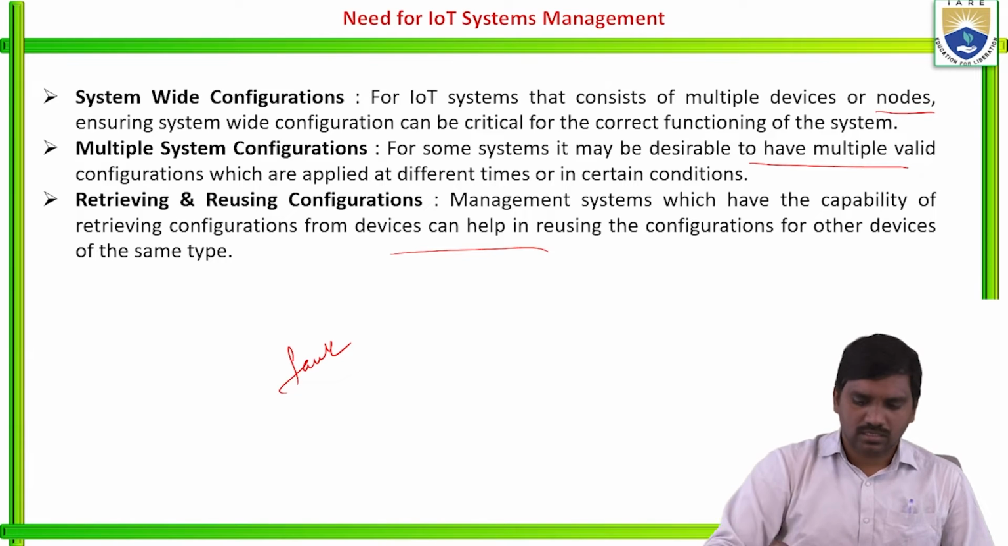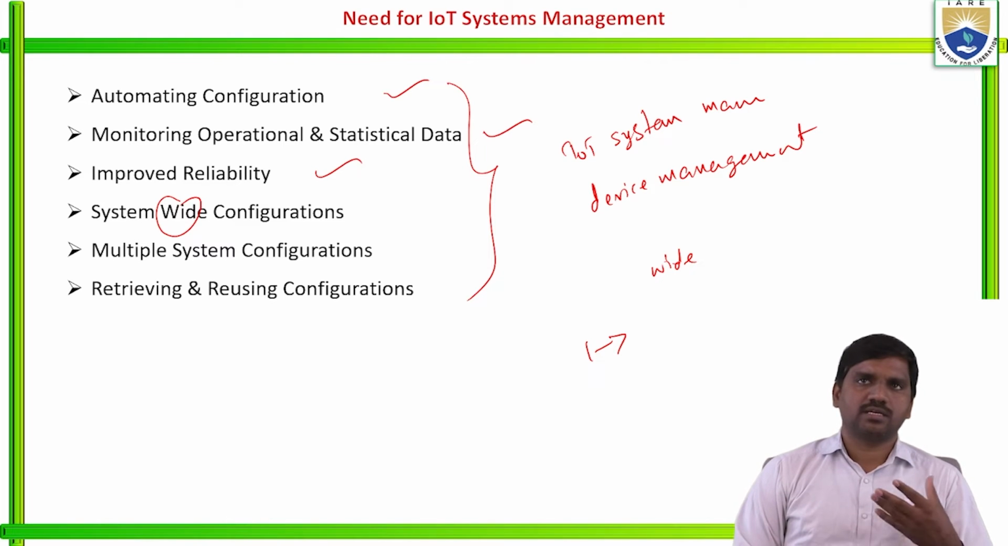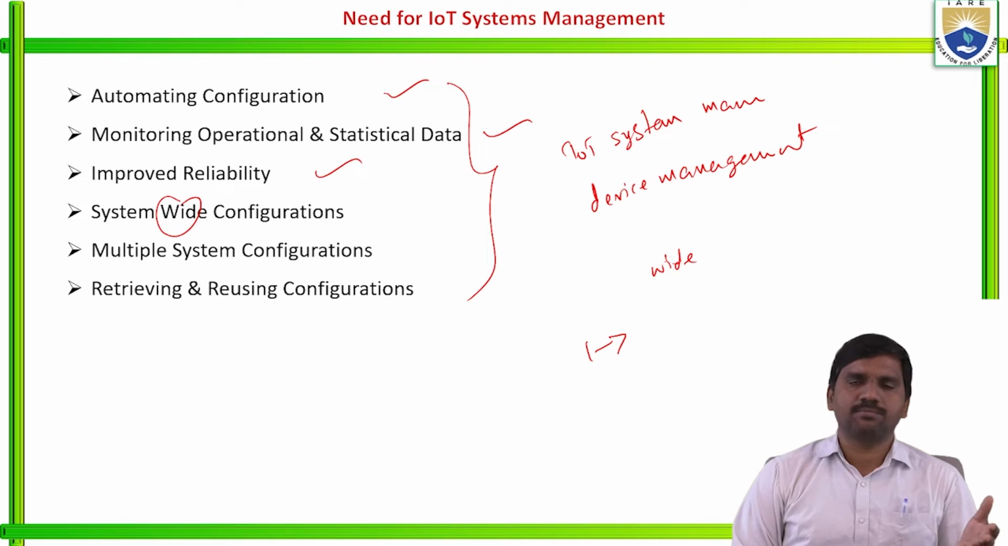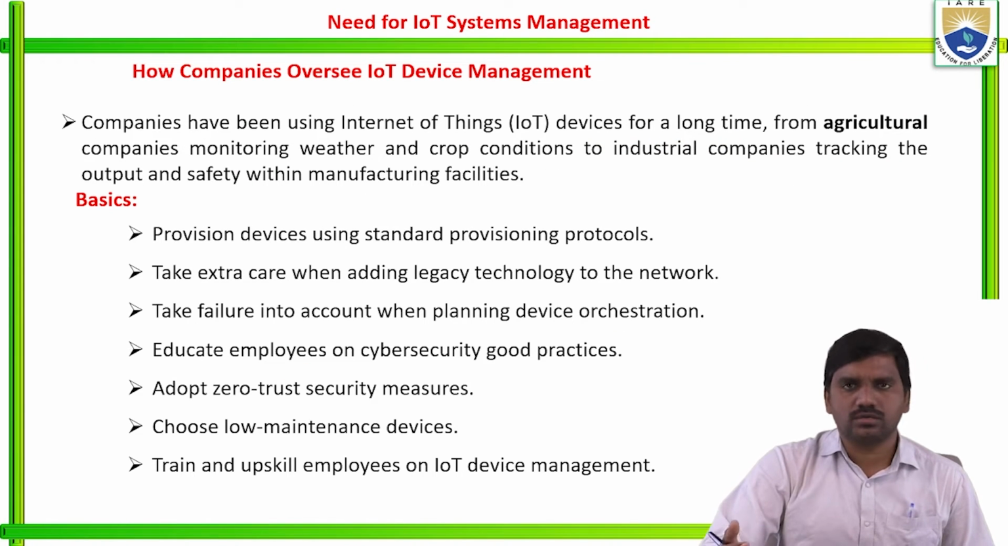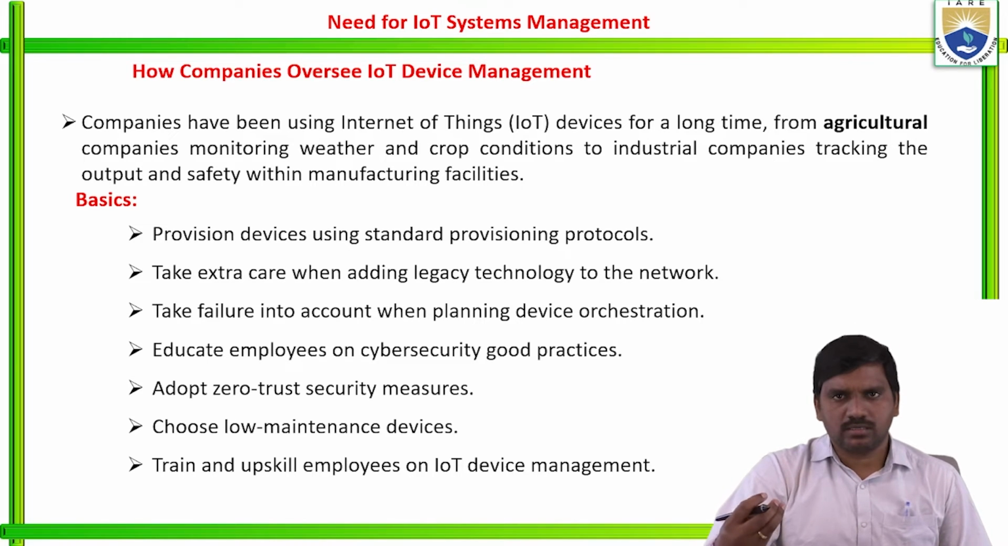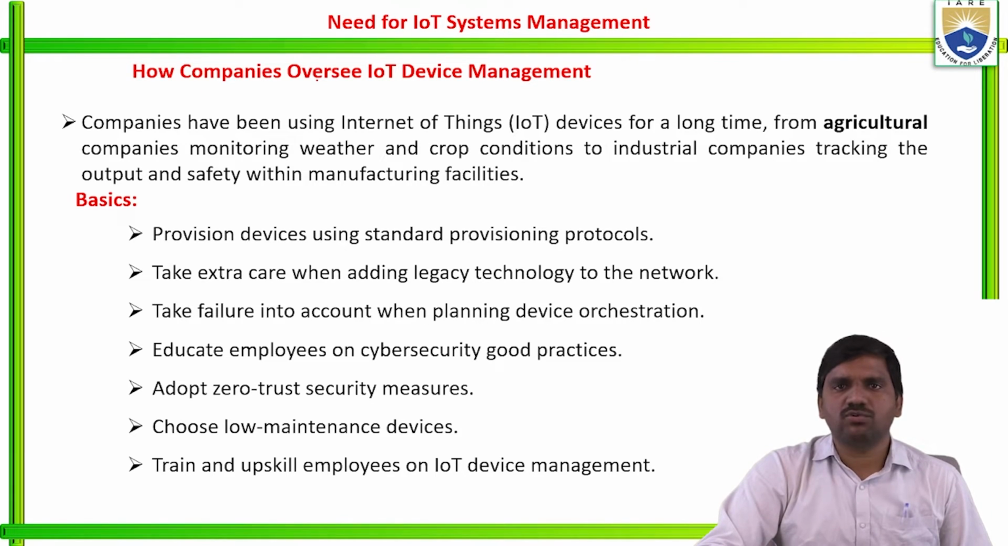So these are some main things of the need for IoT system management: automatic configuration, monitoring operational and statistical data, improving reliability, system-wide configuration, multiple system configuration, retrieving and reusing configuration. So next, we talk about some real time examples of IoT system device management. Here, how companies oversee IoT device management.